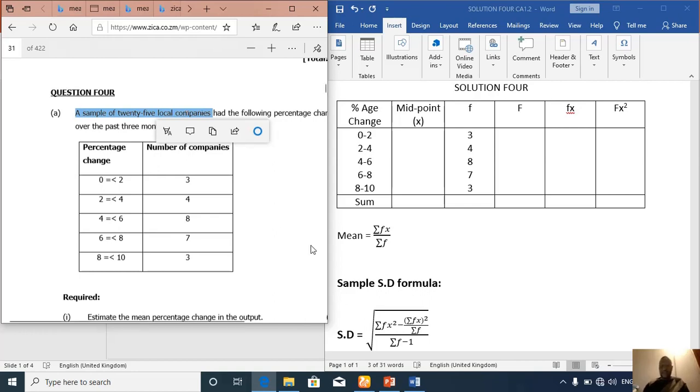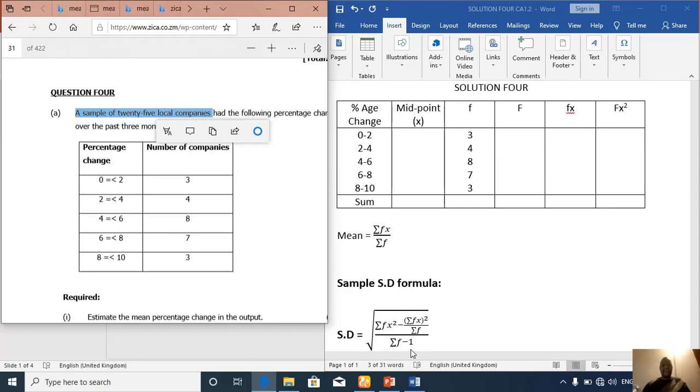If the data was a population, in this formula we are going to remove the minus 1 from the denominator. So it's going to be that formula divided by summation f. If it's the population, you can't have summation f minus 1. It's simply divide by summation f. The reason why we have a minus 1 on the formula is because the data is for a sample.